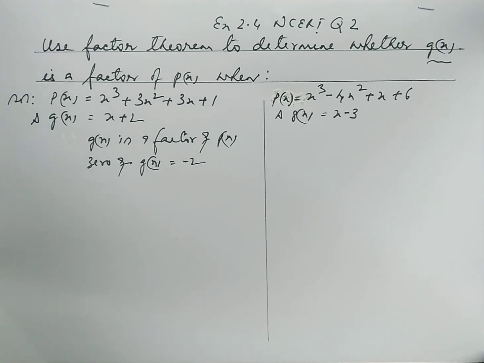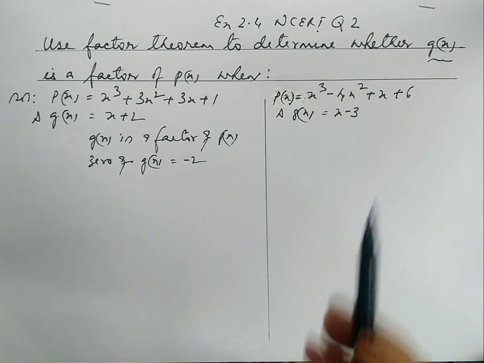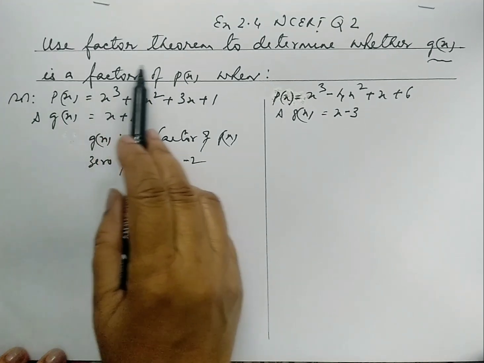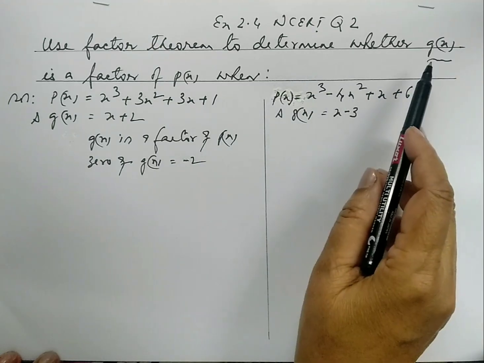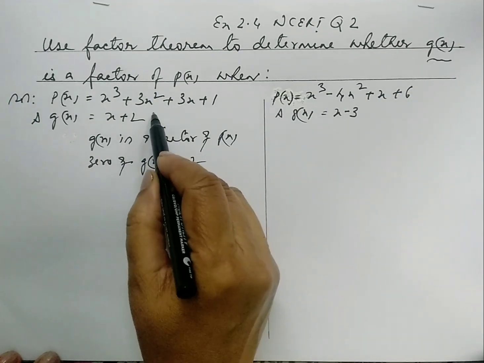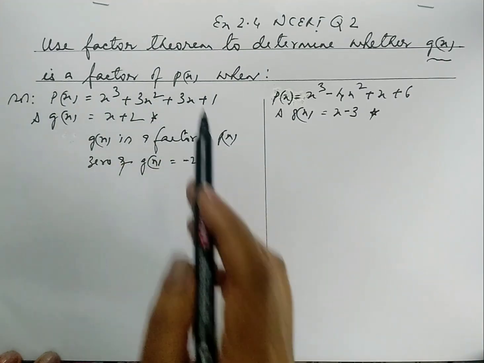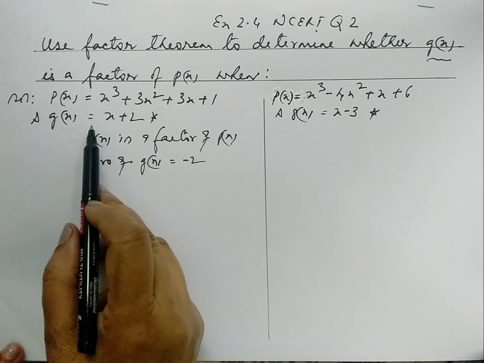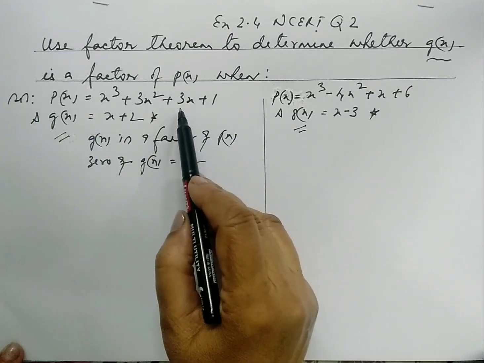So this is a very important question of NCERT exercise 2.4, question number 2. Here we have to use the factor theorem to determine whether g(x), the one I am talking about, is a factor of p(x) or not. So what is the strategy to be able to know whether this one is a factor of this or not?